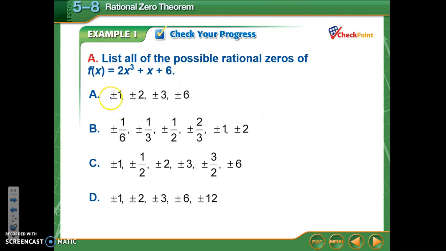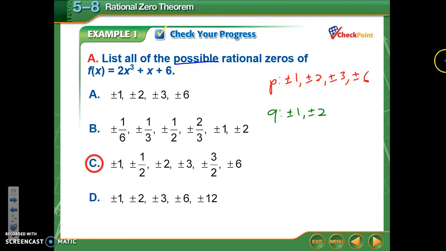Okay, I want you guys to try this one. List all of the possible rational zeros. All right, your answer here should be C.